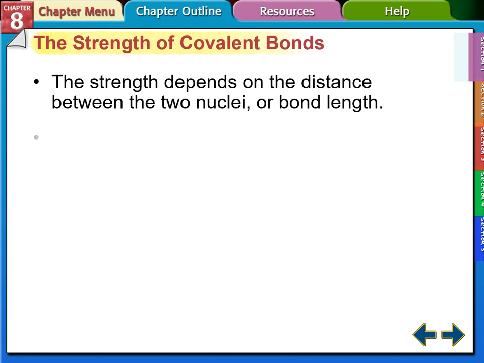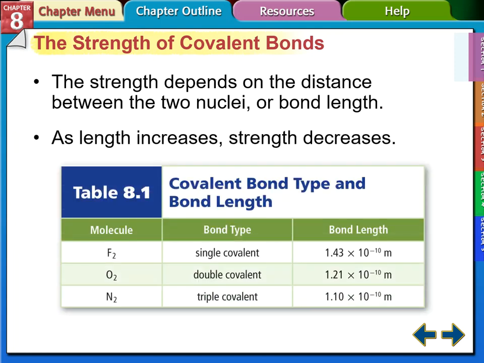Covalent bonds, the strength of those bonds, how tightly they're bonded together, depends on the distance between the two nuclei, or the bond length. Okay, so it's an inverse relationship, right? As the length gets longer, the atoms are farther apart, and the weaker the bond is. So as length increases, strength decreases. The closer they are, the stronger they are.